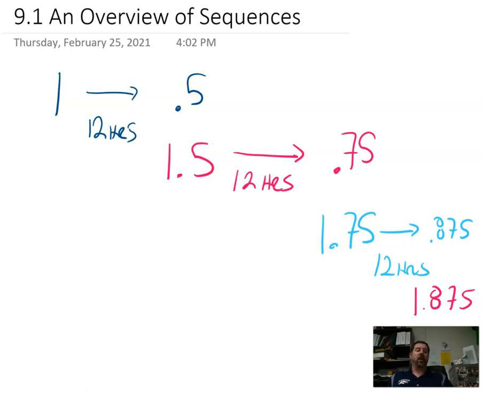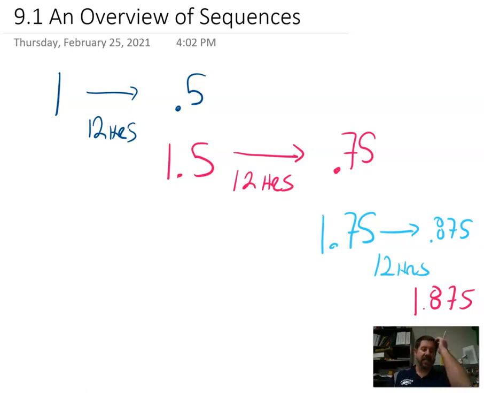It goes to 2 and then drops to 1, and then goes to 2 and drops to 1. That would be good. Then we know how much medicine they are going to have in their body on a constant basis. So these are the kind of questions that we are going to answer, or can't answer, when we start dealing with sequences. Okay?